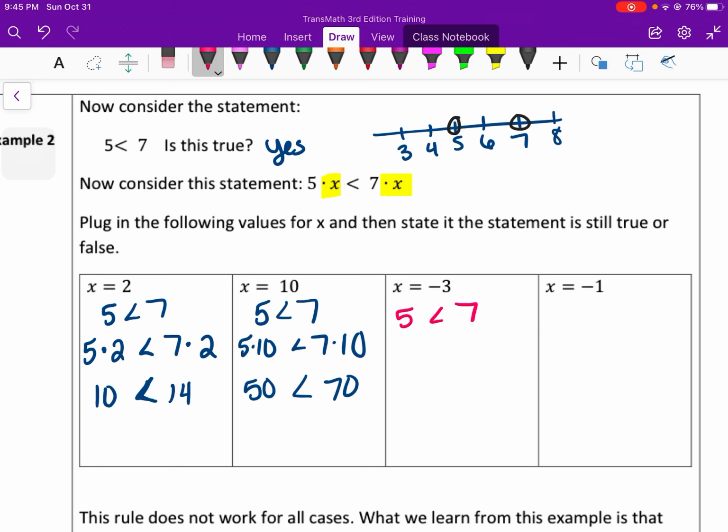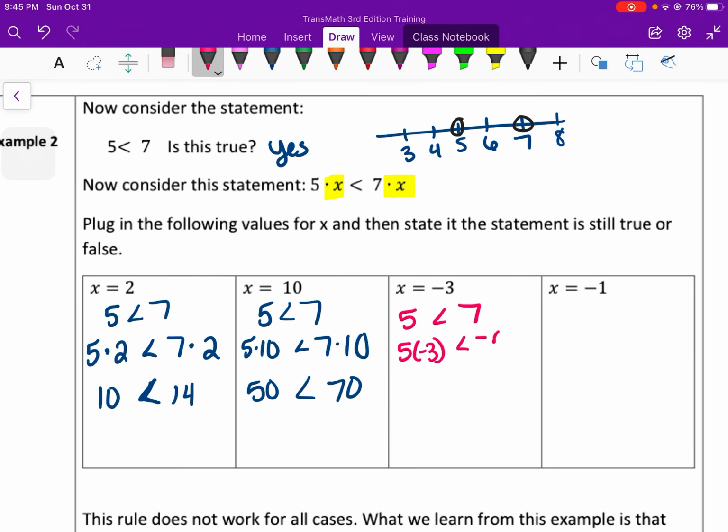Okay, let's try with negative 3. 5 is less than 7. Is 5 times negative 3 less than 7 times negative 3? Well, when you multiply 5 times negative 3, you have a positive times a negative, so you get a negative answer, negative 15. And then 7 times negative 3 would be negative, and 7 times 3 is 21. So is negative 15 less than negative 21?